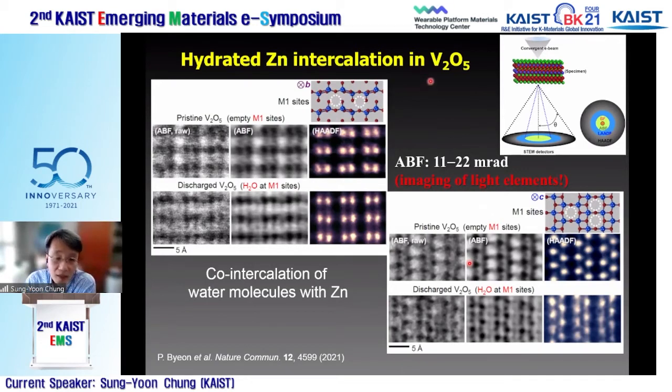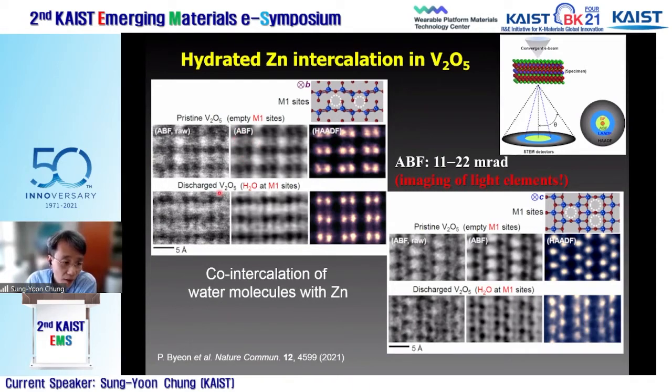This is a vanadium pentoxide, hydrated, with zinc ion intercalated in the vanadium pentoxide. This is a pristine vanadium oxide. This is a typical layer structure. So in this high angle annular dark field, only the vanadium column should be visible. But in this ABF, you can see the oxygen site also can be observed.